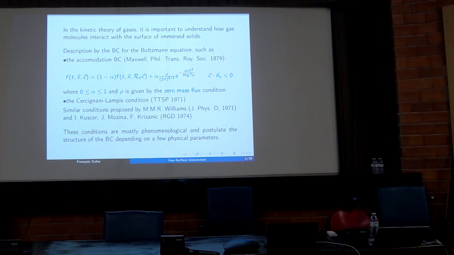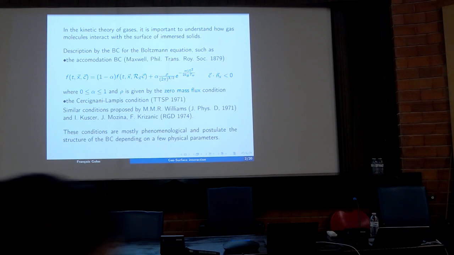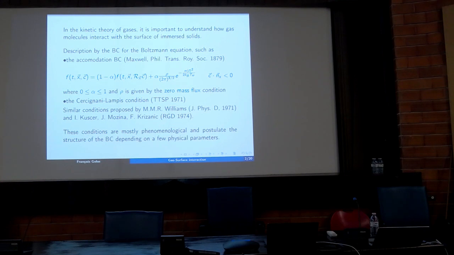You have more elaborate conditions. There is one that belongs to last century, proposed by Carlo Cercignani and Maria Lampis in 1971. You have other conditions proposed at the same time by Williams, by Kuscer and his co-workers, in the RGD Symposium in the mid-70s. But these conditions are mostly phenomenological, right? You postulate the structure of the boundary condition, and you fit a few physical parameters, and that's actually how it's explained in the book of Cercignani.